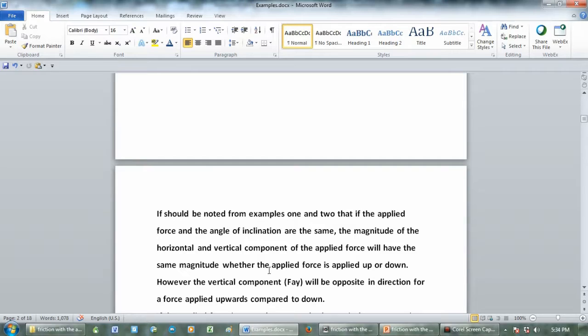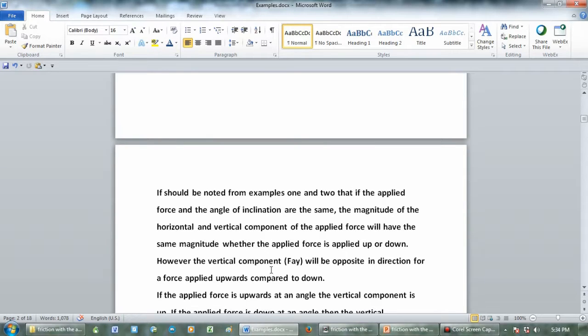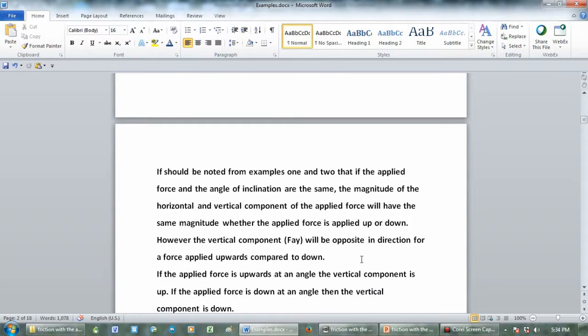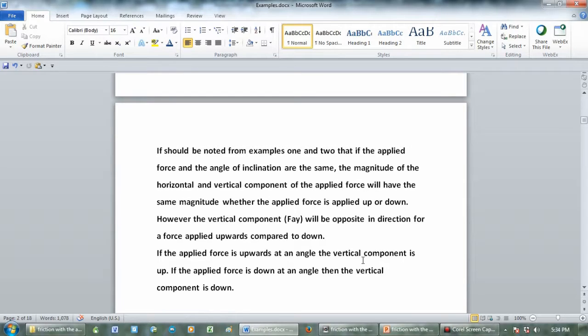It should be noted for examples 1 and 2, the applied force and the angle of inclination are the same. Therefore, the magnitude of the horizontal and vertical components of the applied force have the same magnitude. It doesn't matter if the applied force is up or down. However, the vertical component, FAY, will be opposite in direction for a force applied upwards compared to down. If the applied force is upwards at an angle, the vertical component is up. If the applied force is down at an angle, the vertical component is down.